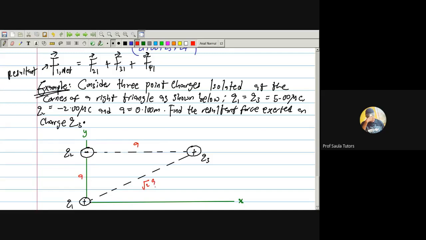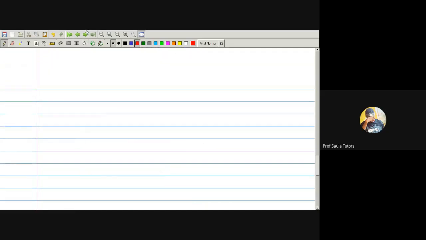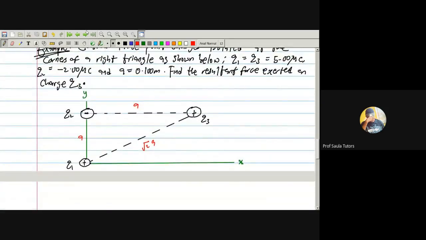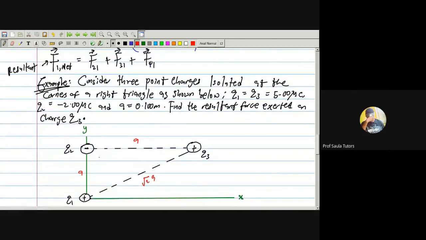So pay attention. How do we now solve this question? I'll be referring back to this diagram, so take notes. Firstly, observe, Q3 is our main target because we want to find the resultant force on this Q3. Now, what would be the effect of Q1 on this Q3? Attraction or repulsion? Repulsive force, because they are both positive.